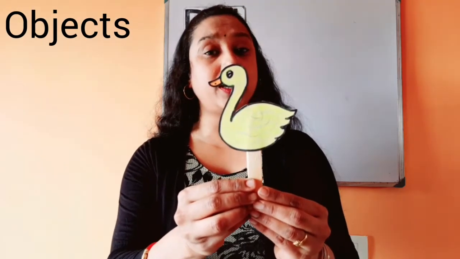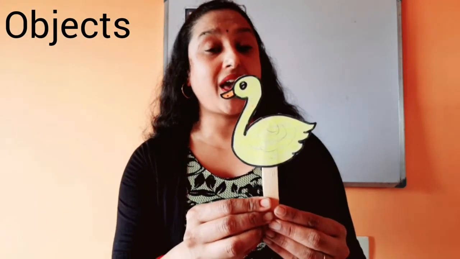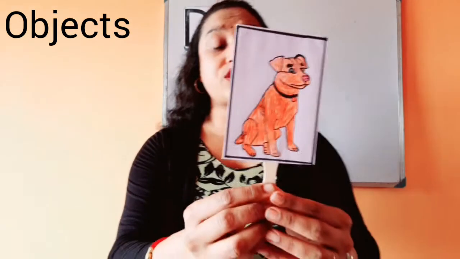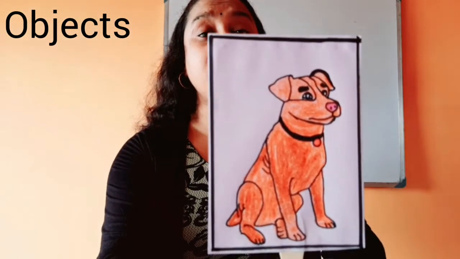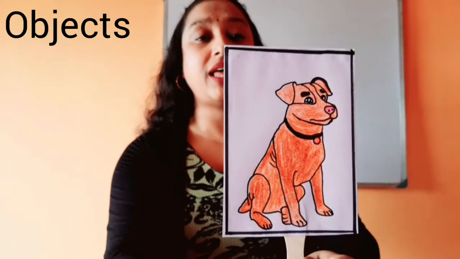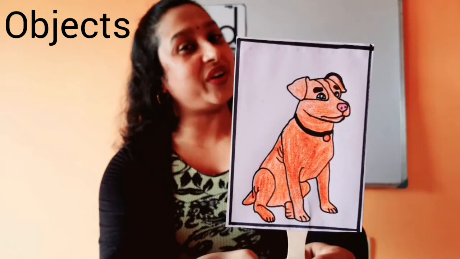So children, in this story, we have learned about different objects. So let's recall. D is for duck. Duck, duck, duck. Duck is a kind of bird. Duck swims in the water and duck says quack, quack, quack. So D for duck. D is for dog. D, D, dog. Dog is a domestic animal. The dog sound is, you all know very well.